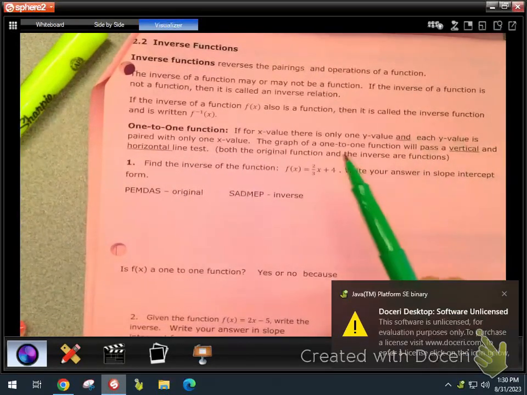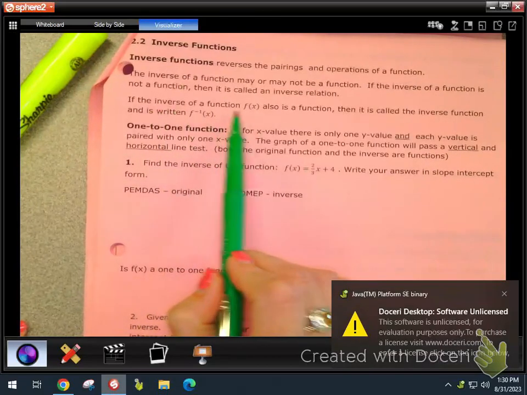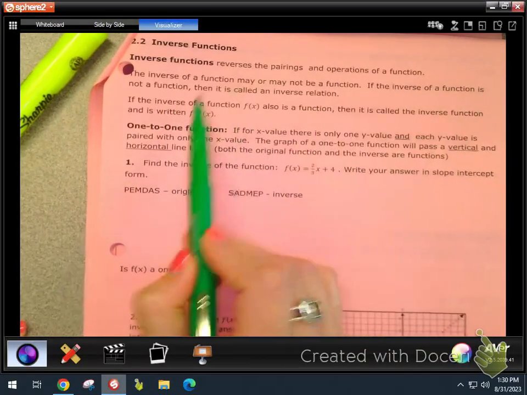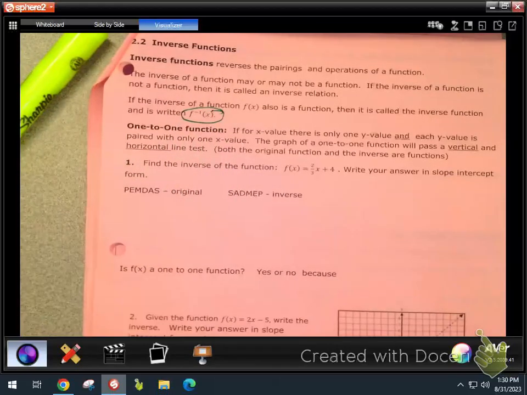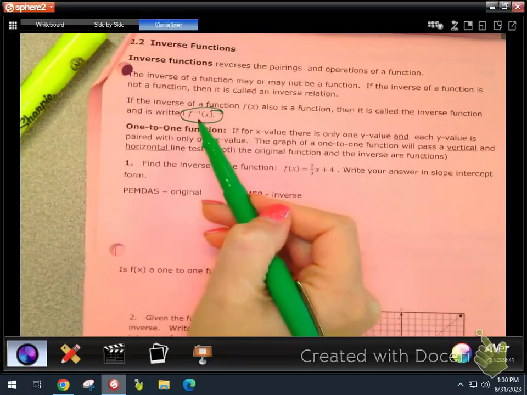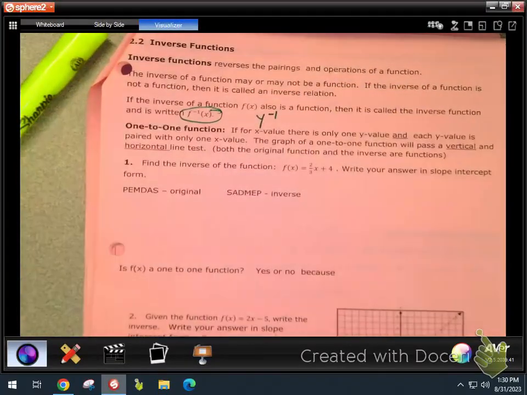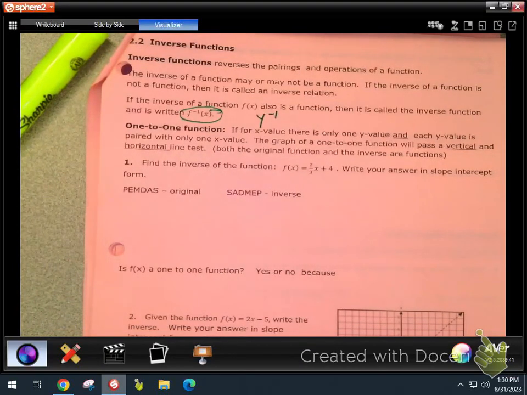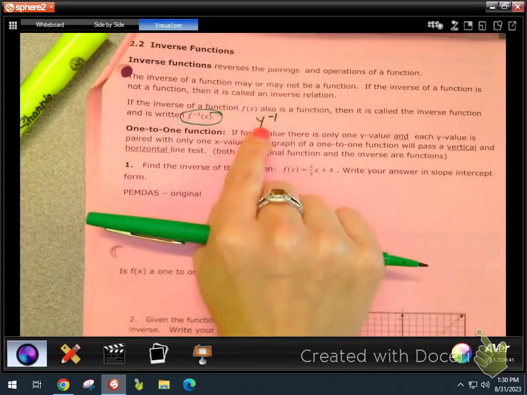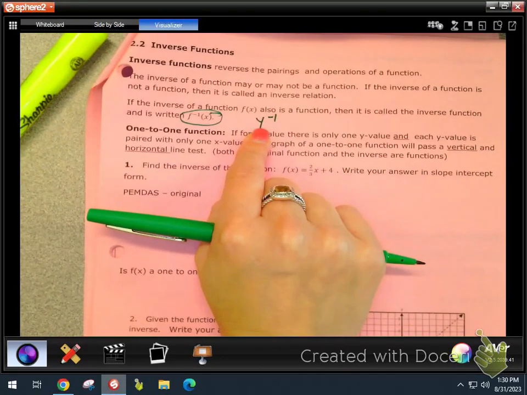And then notation-wise, if the inverse of a function f of x is also a function, we denote the inverse by f inverse x. I circled that right there. We also use the inverse notation with matrices, so you've seen that little -1 exponent. The only time this tells you you're talking about an inverse function. You can also denote an inverse relation as y inverse. Okay, that -1 tells you that it's an inverse. This means your inverse is a function. This does not mean that your inverse is a function. It could or it may not.